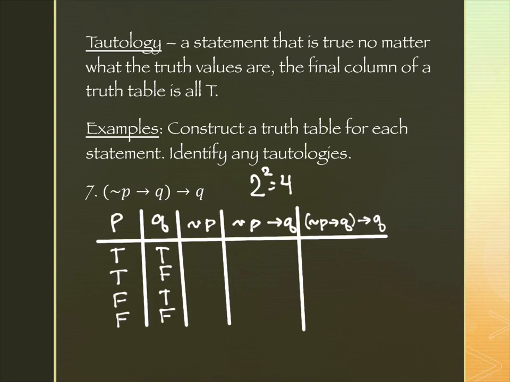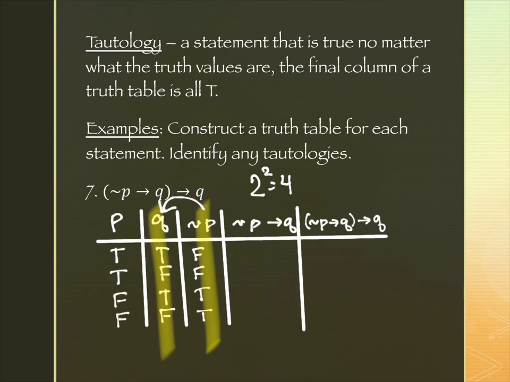All right, for now, tilde P. What's the tilde P column going to be? FFTT. Yes. Okay, is everybody good with that? Yeah? Make sure you're looking back at the right piece. Good. Now I need, and they're going backwards, tilde P implies Q. So I'm going to go backwards in my table.